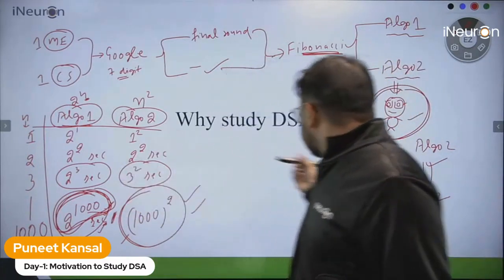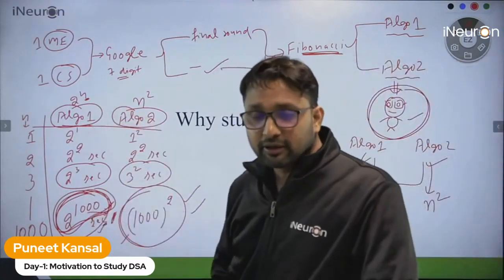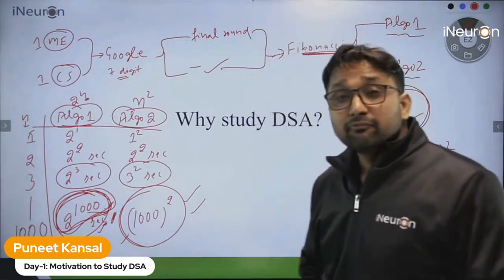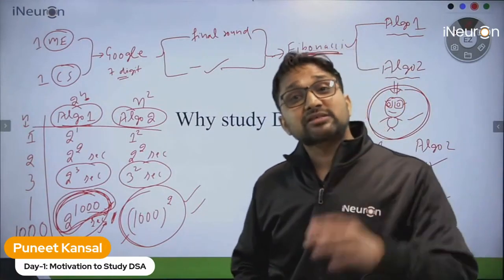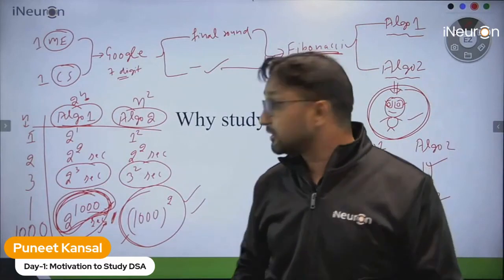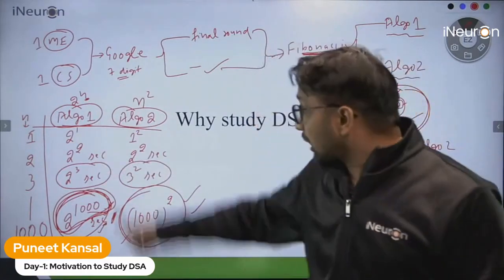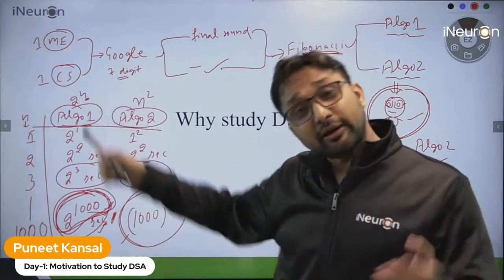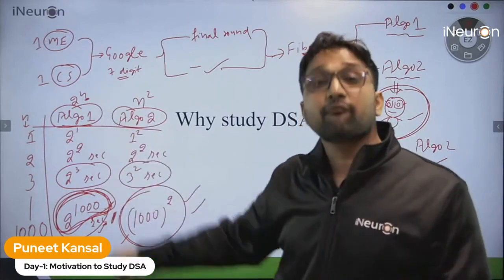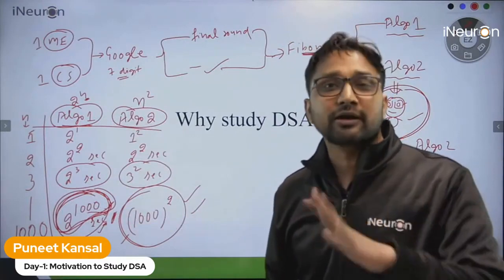When this person executes this program, algorithm 1, he finds out that 1 hour passes away, and algorithm 1 is still executing. 1 day passes away, the program is still executing. 1 week passes away, algorithm 1 is executing. 1 month passes away, it is still executing. 1 year passes away, the algorithm 1 is still executing.